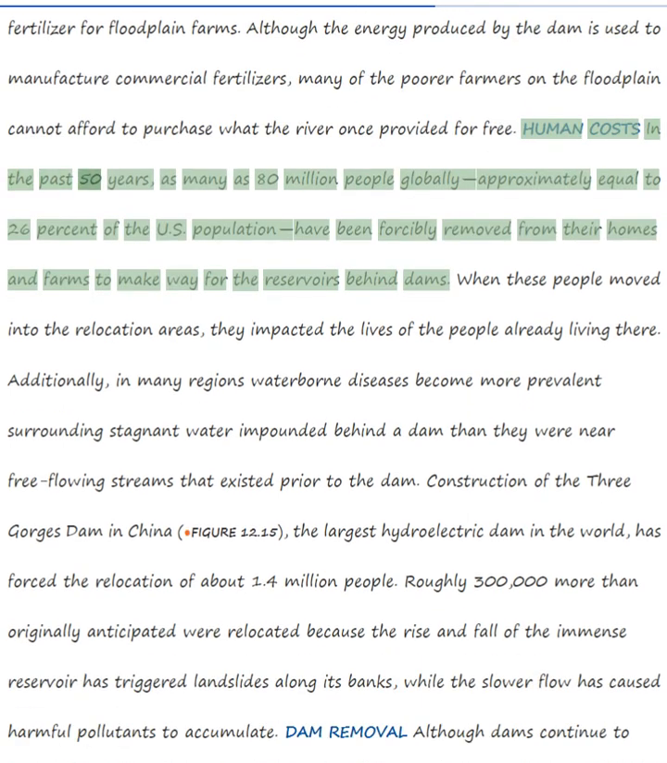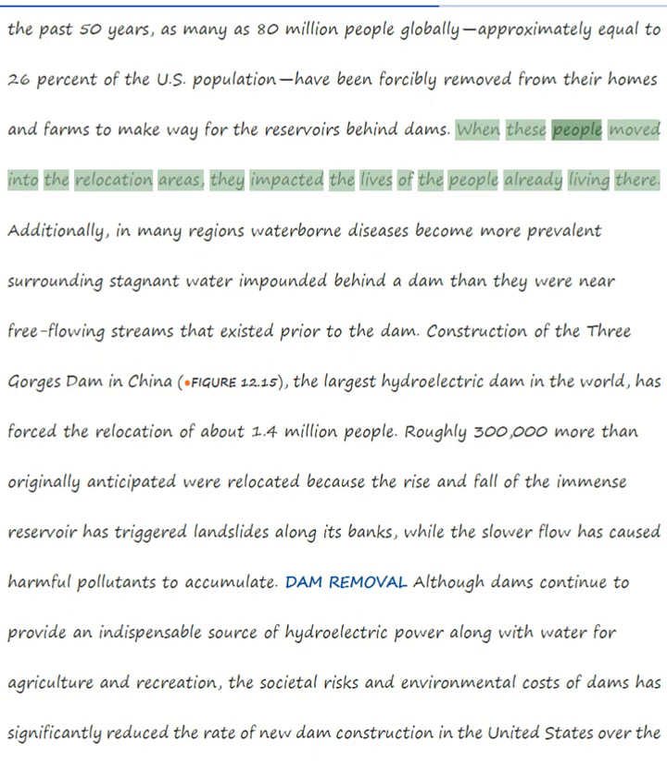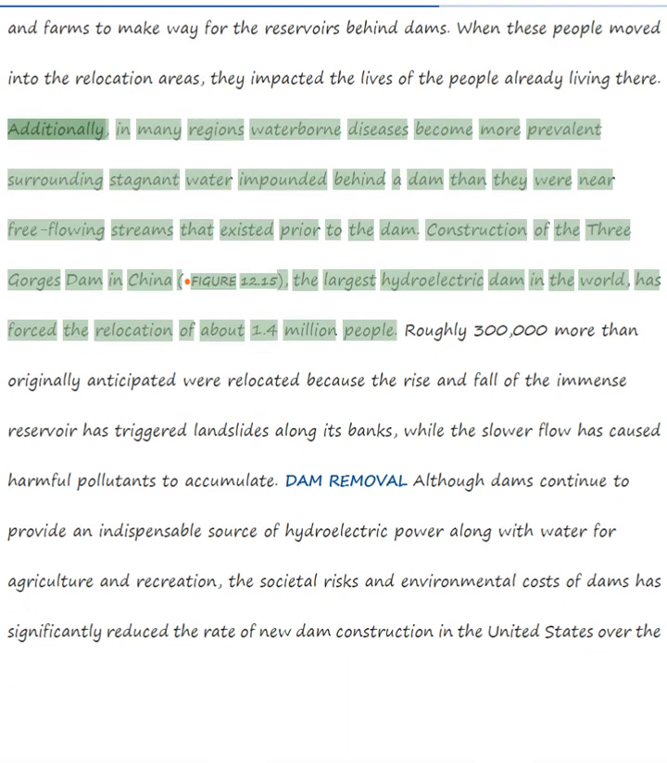Human costs. In the past 50 years, as many as 80 million people globally, approximately equal to 26% of the U.S. population, have been forcibly removed from their homes and farms to make way for the reservoirs behind dams. When these people moved into the relocation areas, they impacted the lives of the people already living there. Additionally, in many regions waterborne diseases become more prevalent surrounding stagnant water impounded behind a dam than they were near free-flowing streams that existed prior to the dam.